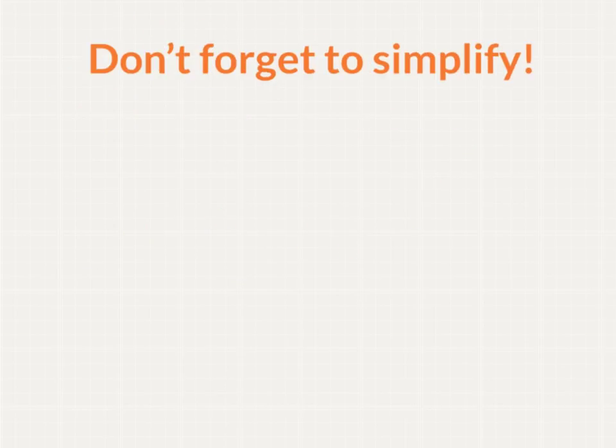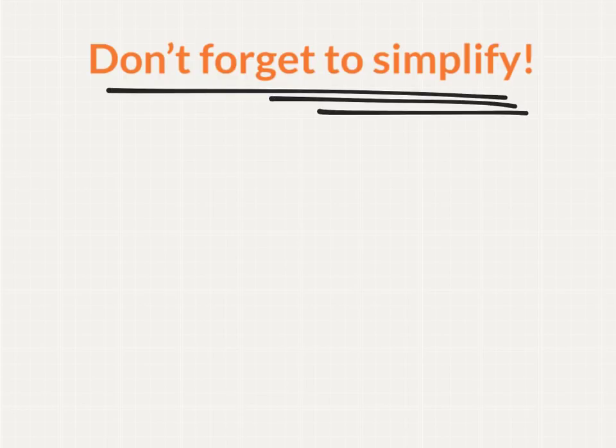Don't forget to simplify. Why is this important? Well, there are 4 ways to write a ratio: a verbal description, the colon, the fraction, and using the word to, T-O. But the most common way you'll see a ratio is written as a fraction. And we know when we work with fractions, we must simplify whenever we're able to do so. So please don't forget to simplify.